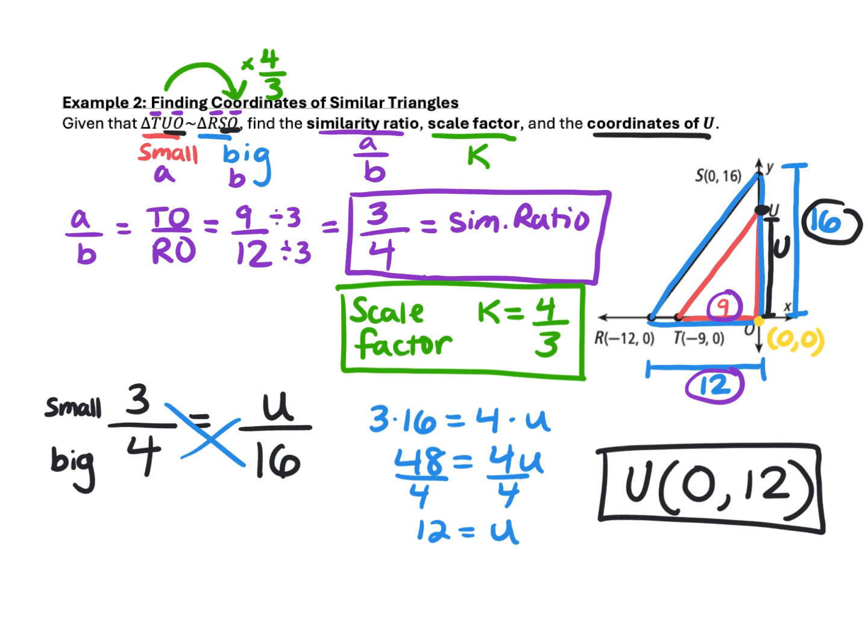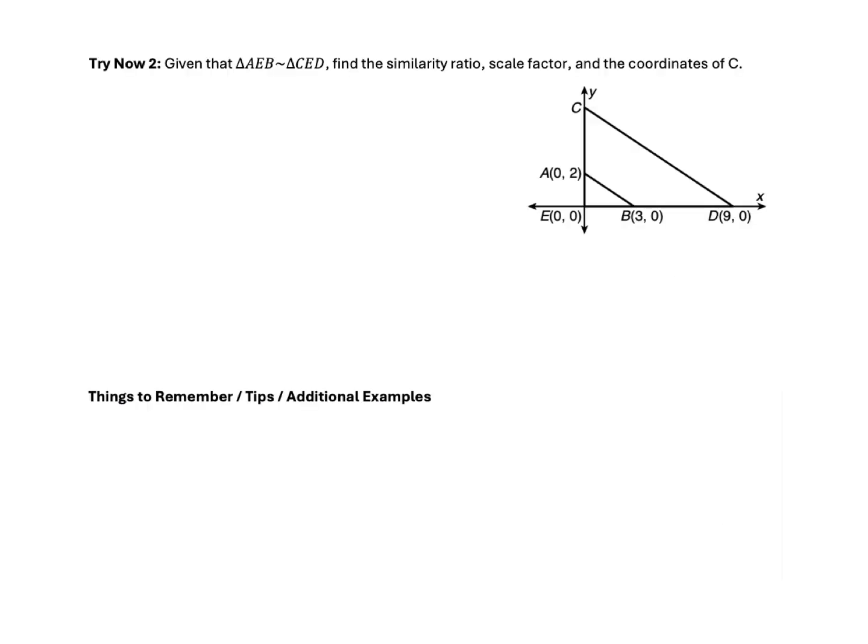Let's look at one more example here for the try now. So similar problem, triangle AEB is similar to triangle CED. You're going to find the similarity ratio, the scale factor, and the coordinates of C. Now there is more than one way to do it, so definitely don't feel like you have to do a proportion. I know that this one, the pattern, I think is a little bit more clear of what's going on. When you go from the small triangle AEB to the big triangle CED, that's the outermost. Please pause your video now, and then when you hit play again, I will have the answers posted.